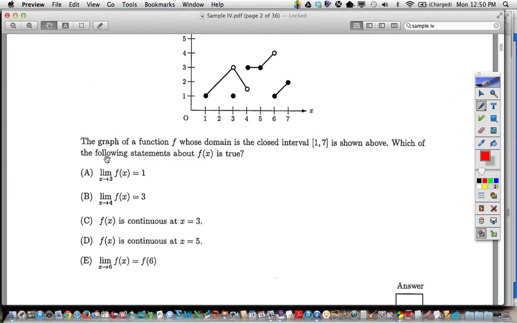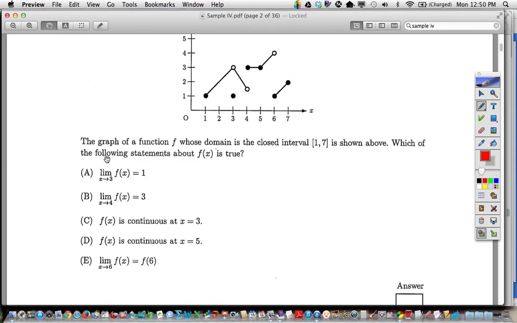Is f continuous at 5? Sharp point, but does that matter for continuity? No, it's not differentiable at 5, but it's continuous at 5. You don't lift your pencil, the output's there, the cars meet there, everything's satisfied. So there's the one we're looking for here, it's true. Okay, and then let's look at this one. Does the limit as x approaches 6 equal f of 6? No, f of 6 is down here at 1. The limit doesn't exist because the cars don't meet.